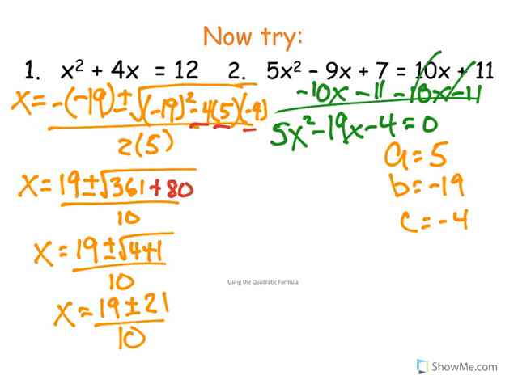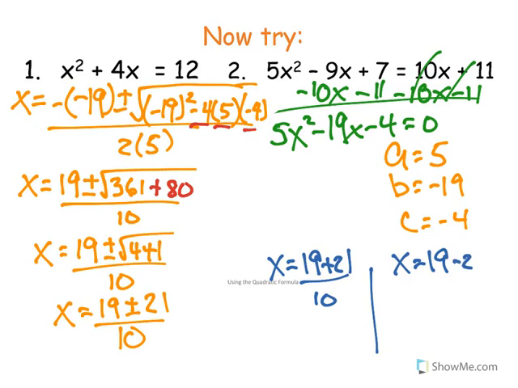So now I'm at the point where I can split it. So I'll do that over here. I've got x equals 19 plus 21 divide 10. I've got x equals 19 minus 21 divide 10. So 19 plus 21 is 40, divide 10 is 4. 19 minus 21 is negative 2, divide 10 is negative 2/10, which we'll call negative 1/5.